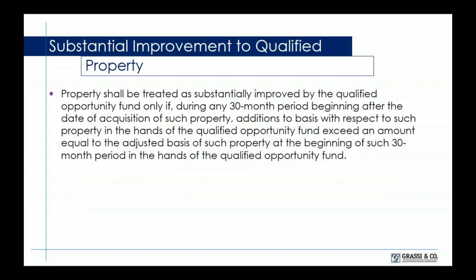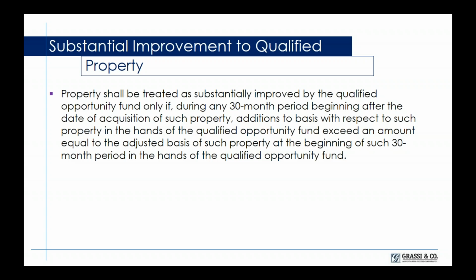So let's just talk a little bit about this substantial improvement piece. Property shall be treated as substantially improved by the Qualified Opportunity Fund only if during any 30-month period beginning after the date of acquisition of such property, additions to basis with respect to such property in the hands of the Qualified Opportunity Fund exceed an amount equal to the adjusted basis of such property at the beginning of such 30-month period in the hands of the Opportunity Fund. In a nutshell, you acquire something for $100, you have to put in at least $100 to substantially improve that piece of property in order for it to qualify.